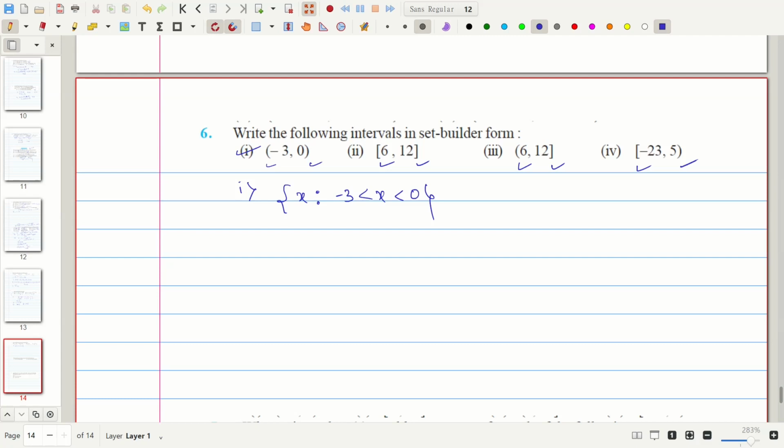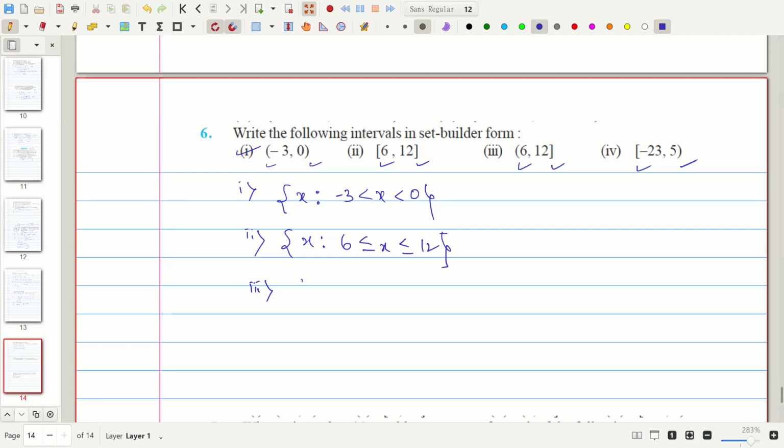Both are open. Then like in the second one we can write, x, both are closed. Then we can write 6 less than or equal to x and x less than or equal to 12. Okay, to the 12. So we are writing in the set builder form. The intervals we are writing in set builder form.